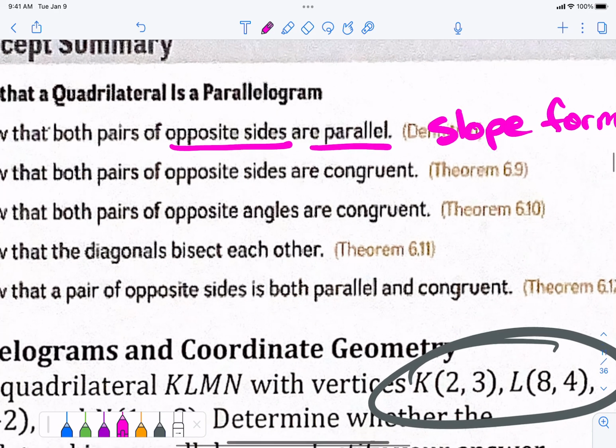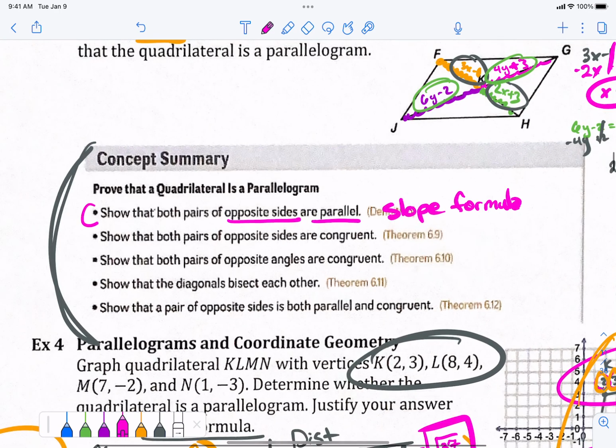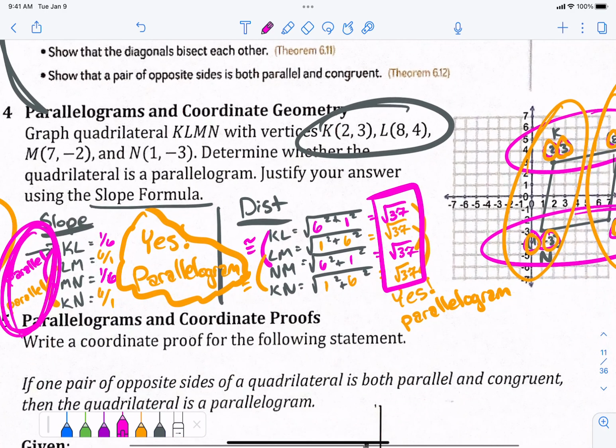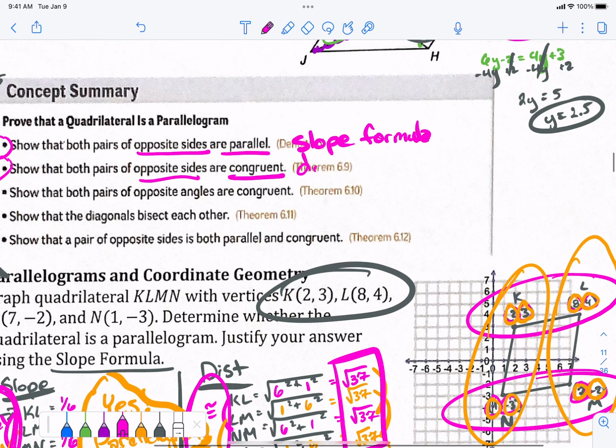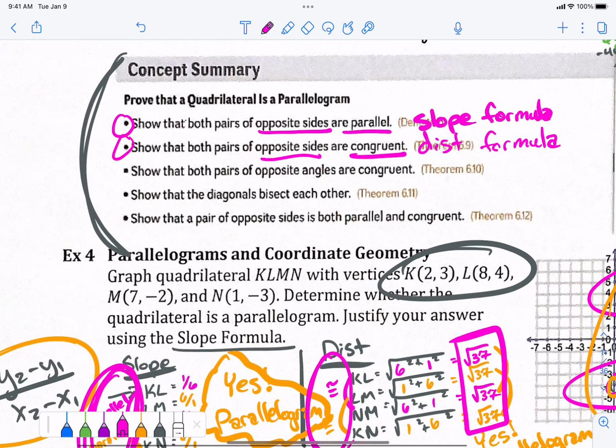Now instead of doing that, I could instead show that opposite sides are congruent. So how do I show that the opposite sides are congruent, or the same length? Distance. I'm doing distance formula. So I could do four distance formulas to see if the opposite ones are congruent.